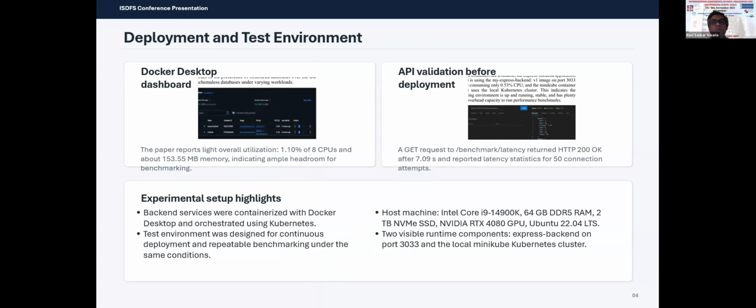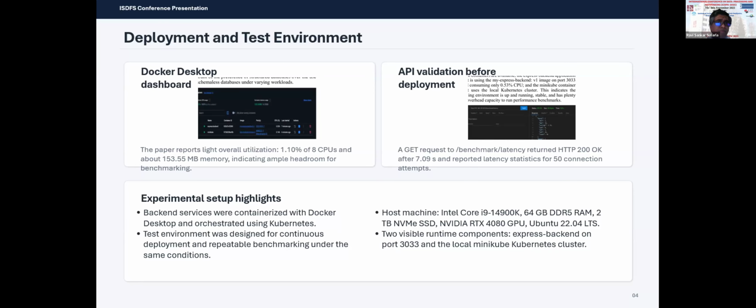Next is API validation before deployment. A GET request to the benchmark latency endpoint returned HTTP 200, success, and reported latency statistics for 50 connection attempts. For the experimental setup, backend services were containerized with Docker Desktop and orchestrated using Kubernetes. The test environment was designed for continuous deployment and repeatable benchmarking under the same conditions. The host machine was an Intel Core i9 14900K, 64 GB DDR5 RAM, 2 TB NVMe SSD, NVIDIA RTX 4080 GPU, and Ubuntu 22.04 LTS. The two visible runtime components are the Express backend on port 3033 and a local minikube Kubernetes cluster.